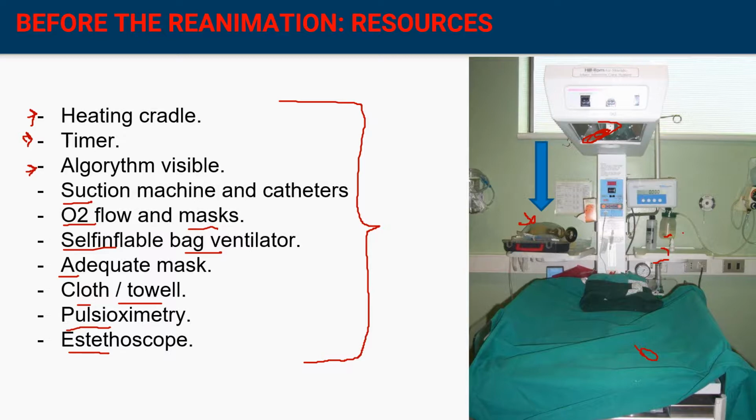And of course, there are some things that I didn't put here, but it's important to know that sometimes we need drugs like adrenaline, and that is more advanced resuscitation, and this class is going to be only about the basic neonatal resuscitation. That's why I didn't put the adrenaline or the umbilical catheters, etc.